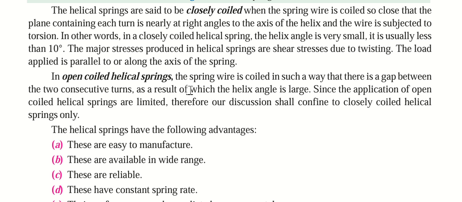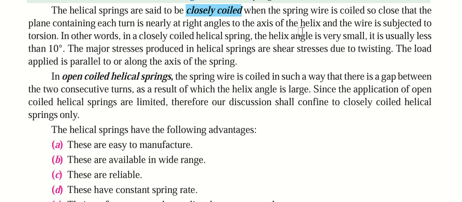When do you call the helical spring to be close coil? When the spring wire is so close to each other, right? When the spring wire is coiled so close that the plane containing each turn is nearly at right angle to the axis of the helix. So there are many turns of spring. If you take the plane of each turn, it would be almost 90 degrees to the axis of the spring. Okay, that's the condition when a helical spring is said to be close coil.